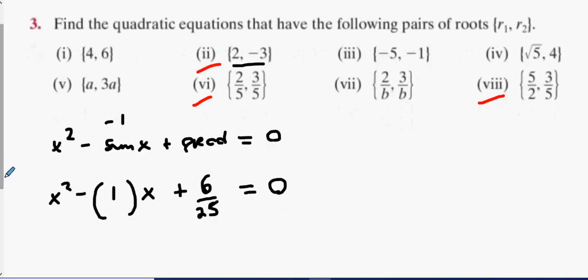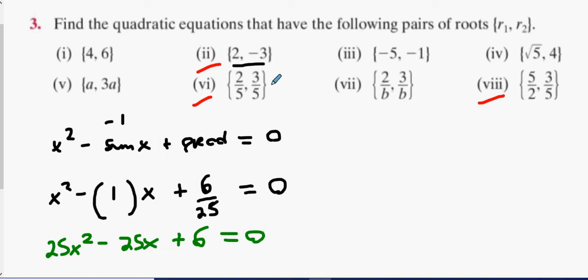Tell me what you do next. Common denominator. So what's the answer? Multiply both sides by 25, and that will get rid of your common denominator, won't it?